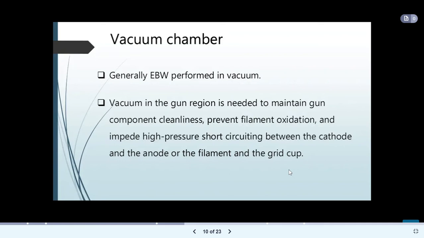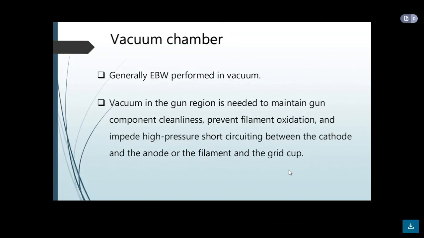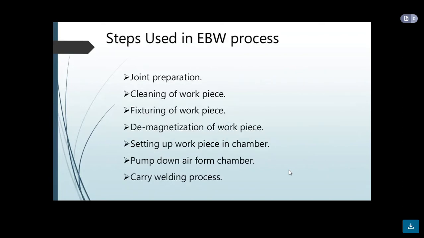It means the function of the vacuum chamber in the first region is to keep the filament clean, avoid oxidation, and impede the high pressure short circuit between the cathode and the anode. Okay, so this is the function of the vacuum chamber in the first region.